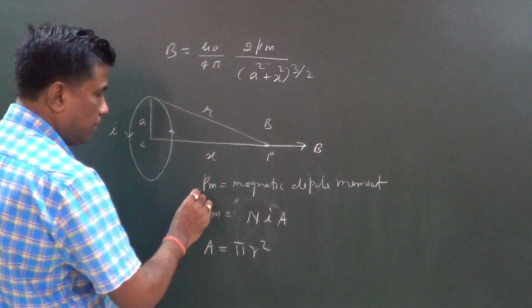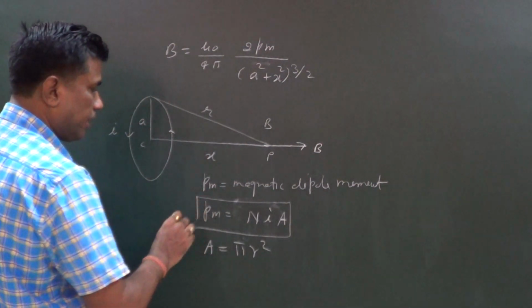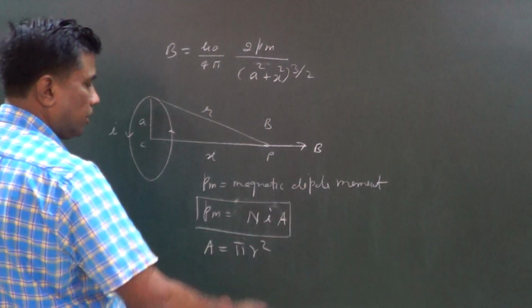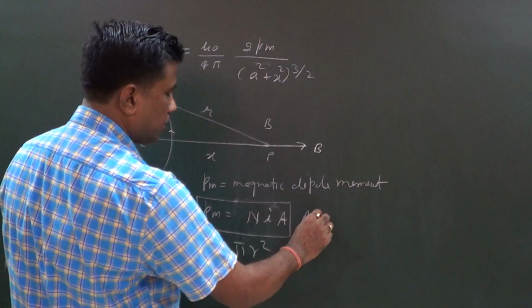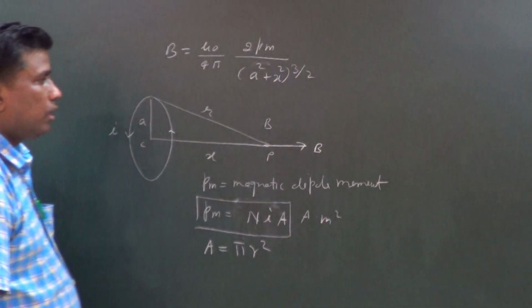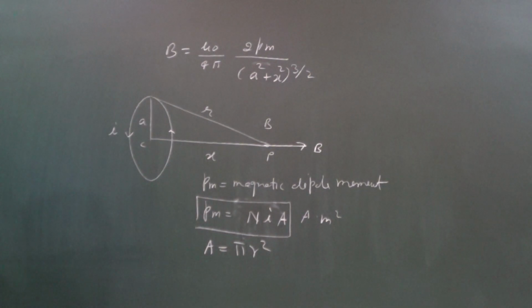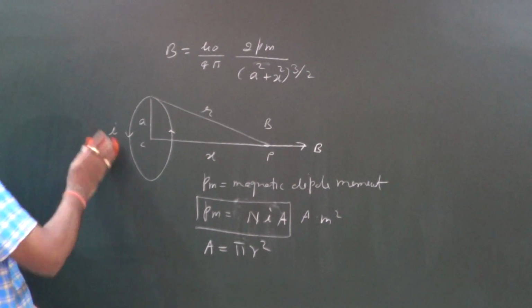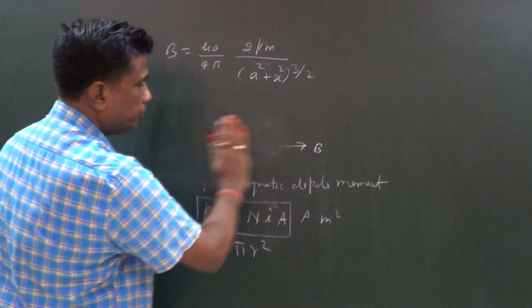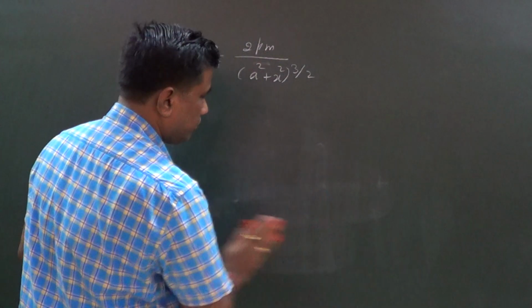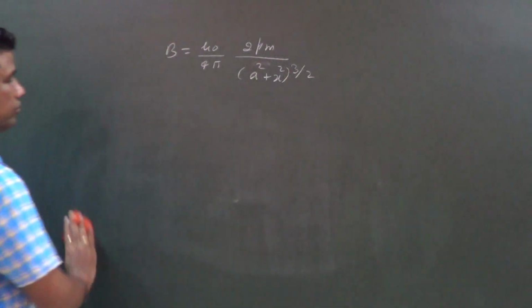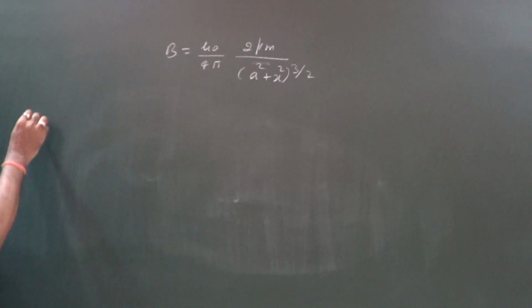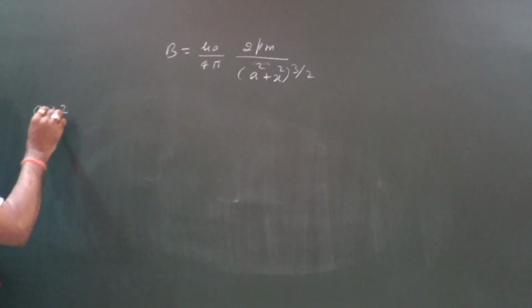And this Pm is what? Magnetic dipole moment. Its unit is ampere meter square. Now student, we will do one numerical based on this topic. This is question number 2 of today's class.